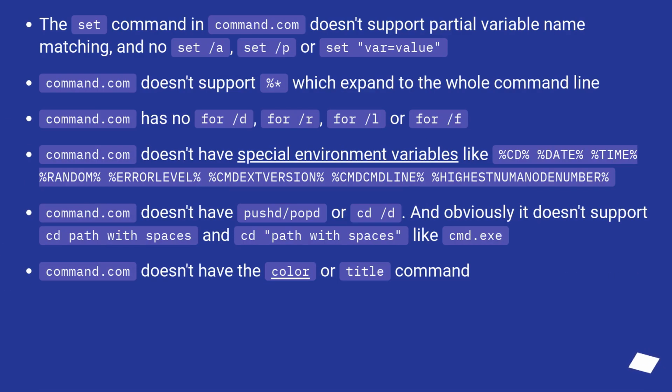The set command in command.com doesn't support partial variable name matching, and no set /a, set /p, or set "var=value". Command.com doesn't support %*, which expands to the whole command line. Command.com has no /d, /r, /l, or /f. Command.com doesn't have special environment variables like %cd%, %date%, %time%, %random%, %errorlevel%, %cmdextversion%, %cmdcmdline%, %highestnumanodenumber%.